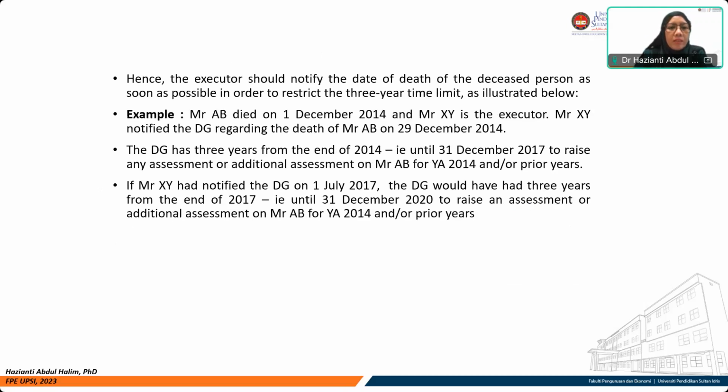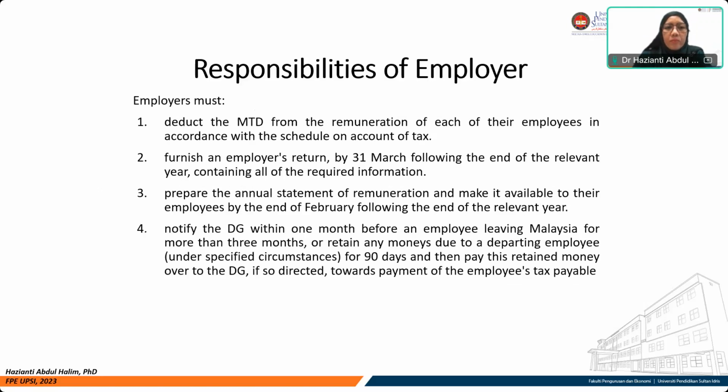So you can look at the example here where we have Mr. AB died on 1st December 2014 and Mr. XY is the executor. So XY notified the DG regarding the death on December 2014, and the DG has 3 years from the end of 2014 until 31st December 2017 to raise any assessment or additional assessment. Okay, so they have 3 years.